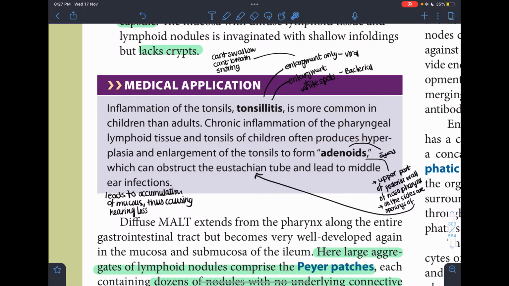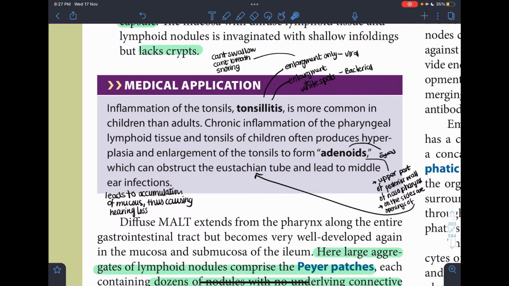And the adenoids are located in the upper part of the posterior wall of the nasopharynx, and on the sides of the adenoids we have openings of the Eustachian tubes. The enlargement of tonsils can obstruct the Eustachian tubes and lead to middle ear infections, and this middle ear infection is caused by accumulation of mucus, which will lead to hearing loss.